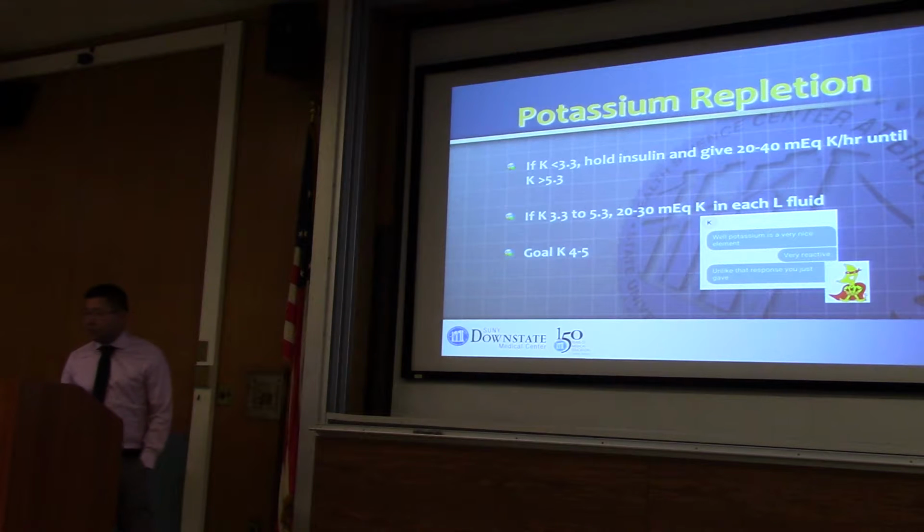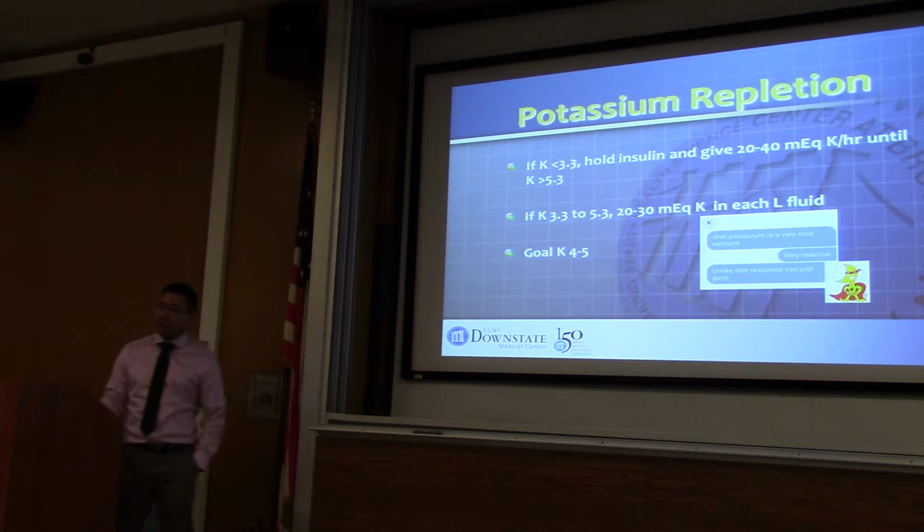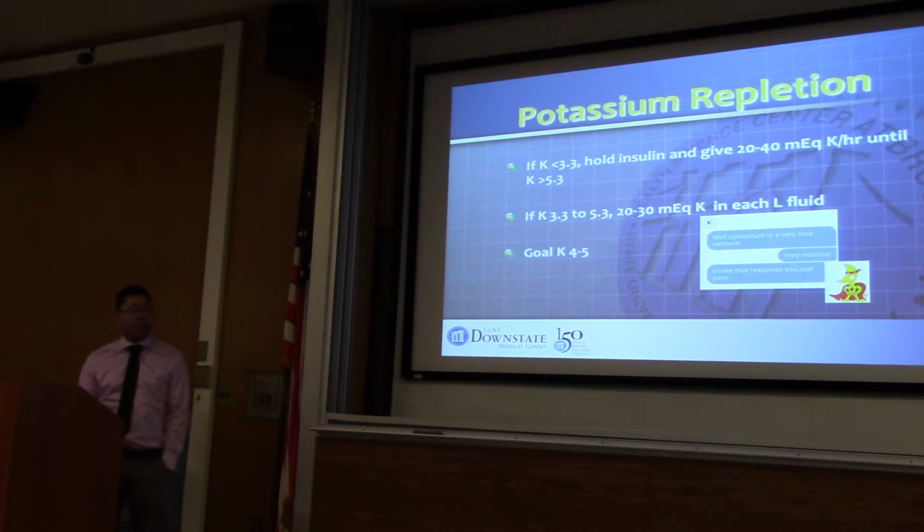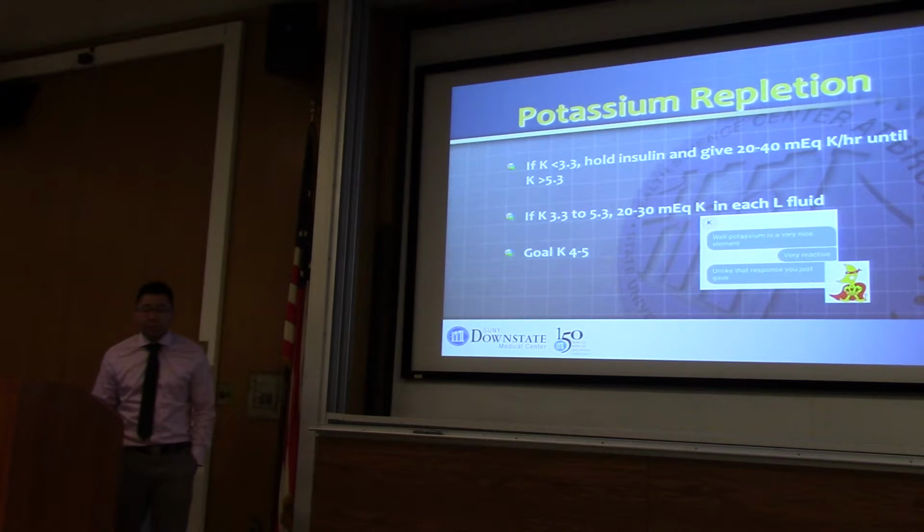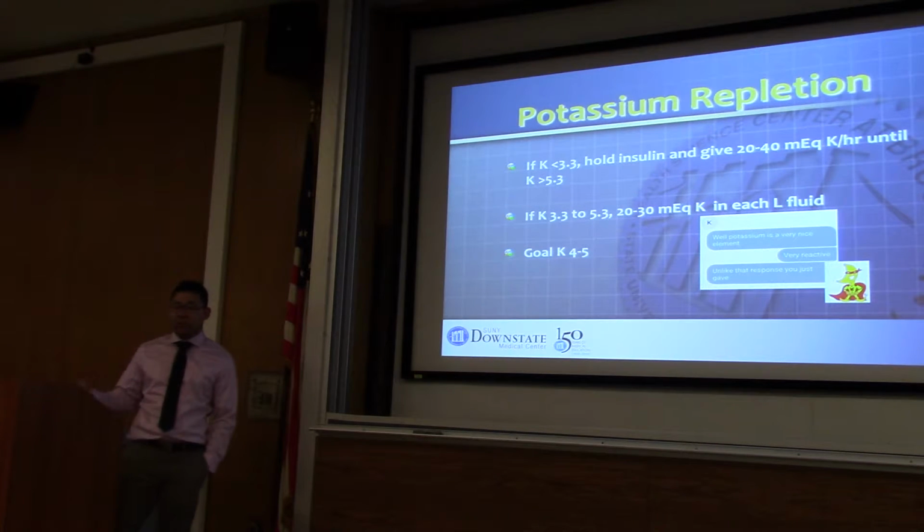If the potassium is between 3.3 and 5.3, you can start insulin, but always give about 20 to 30 milliequivalents of potassium in each liter of fluid you give them. The goal here is to maintain serum potassium at about 4.5 throughout the treatment of the DKA.